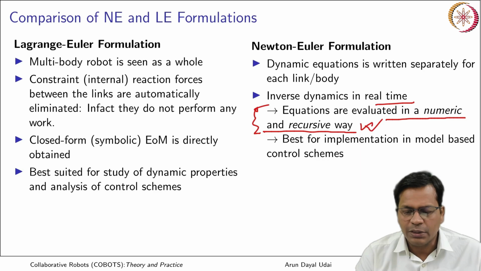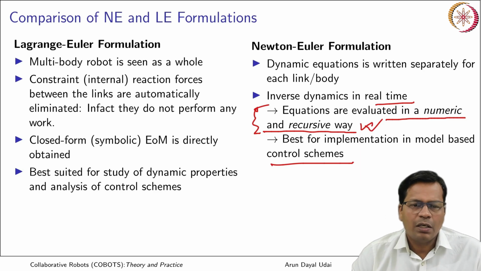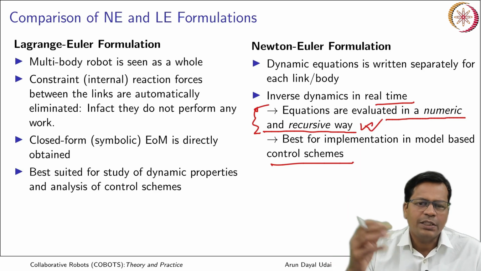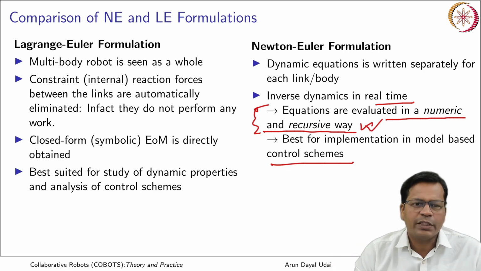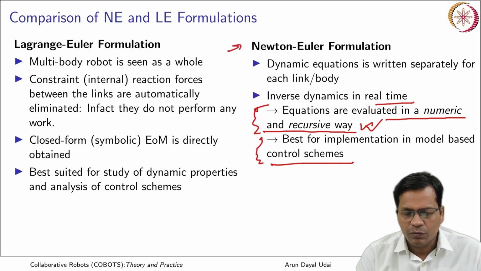It is best for implementation in a model based control scheme. In a model based control scheme, you tend to calculate the torques during runtime of the robot. For a given trajectory, you keep calculating the torque and feeding it to the robot. So, you need to do the dynamic solution online. You need to be very fast. That is the reason Newton-Euler supports that very easily.